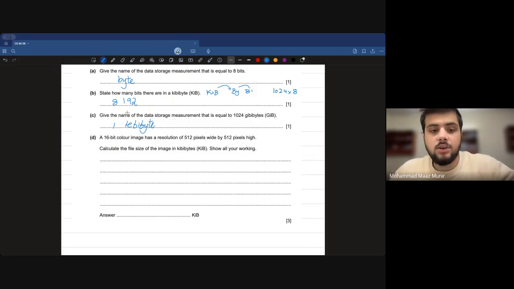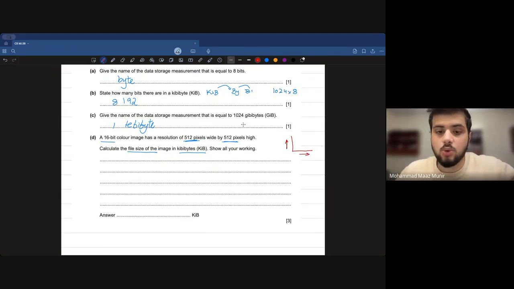Now comes the main question regarding file size. It says that a 16-bit color image has a resolution of 512 pixels wide by 512 pixels high, and we are asked to calculate the file size in kilobytes. What are the important things here? When you get a question related to calculating file size, you first need to highlight the screen resolution. When we were defining screen resolution, we said that it's the number of pixels in the vertical direction by the number of pixels in the horizontal direction, remember? And we said that we multiply these two to get the total number of pixels.